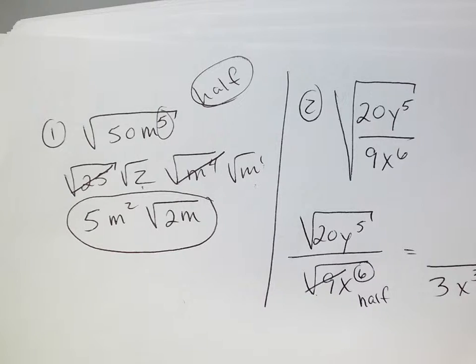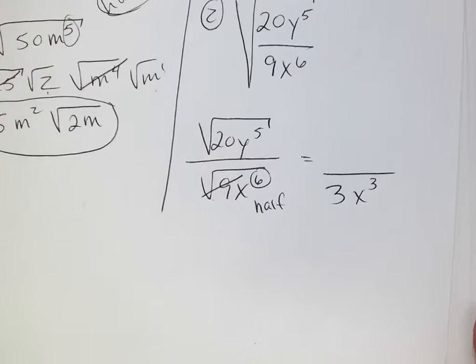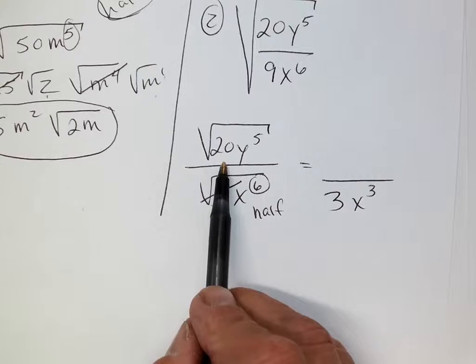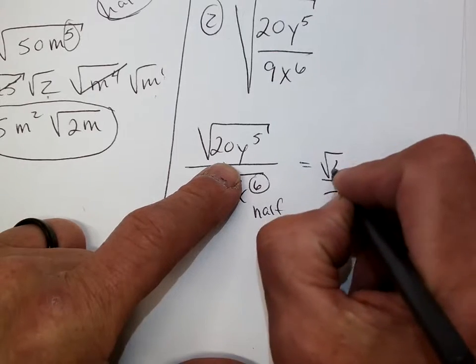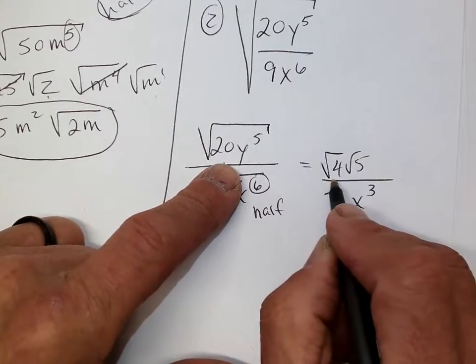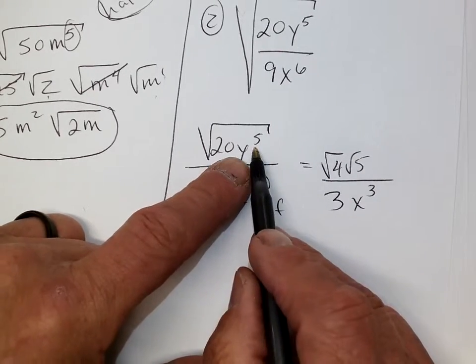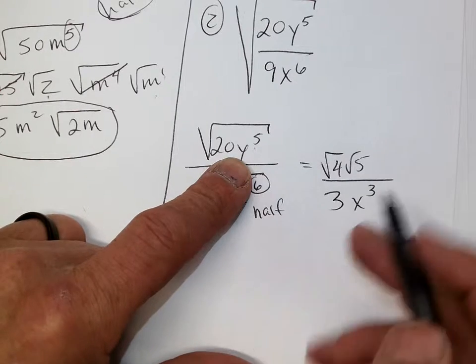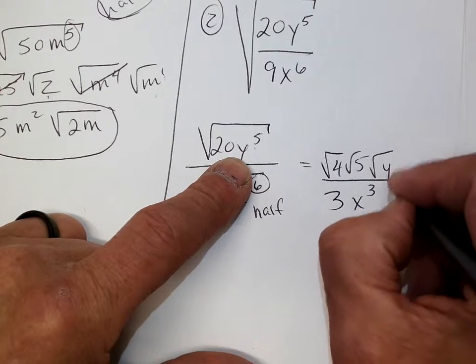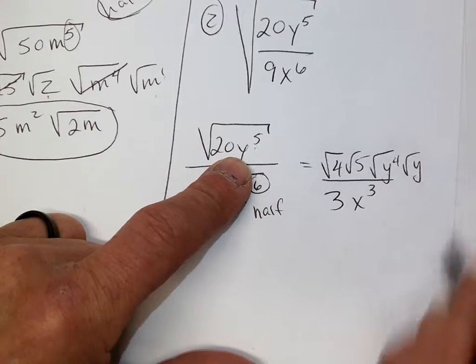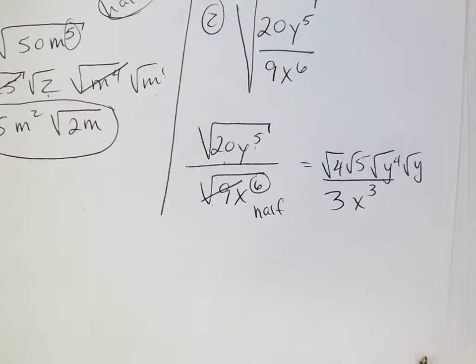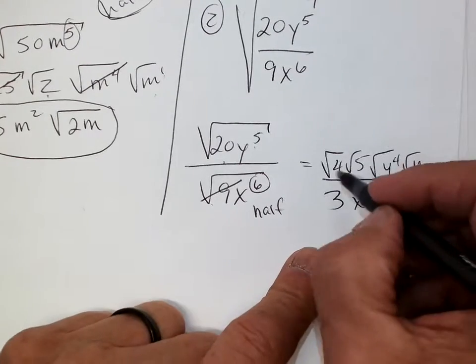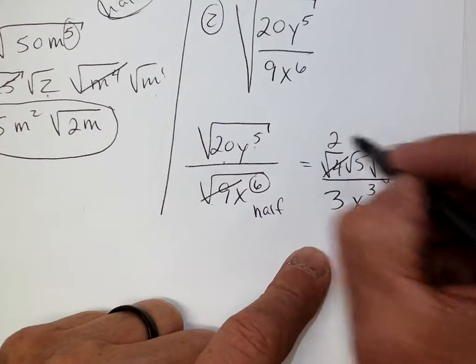Can you move the paper over? I sure can, Abby. Now, the 20 is not a good number, but I can break it down and find some good numbers in it. I can find the square root of 4 and the square root of 5. I can't take half of the 5, so I'm going to take 1 away from it and make it y to the 4th and y to the 1. And again, I don't need the 1, do I? Now, from here, I can take the square root of 4 and get a 2.